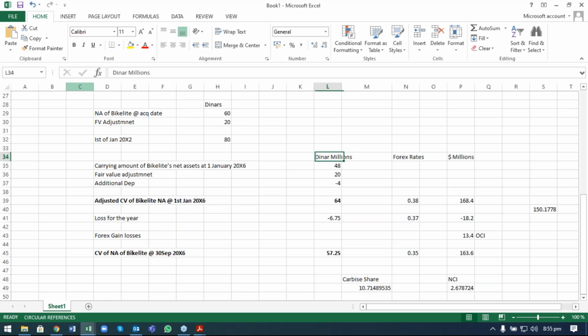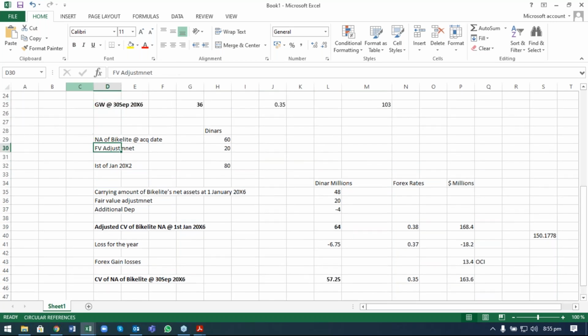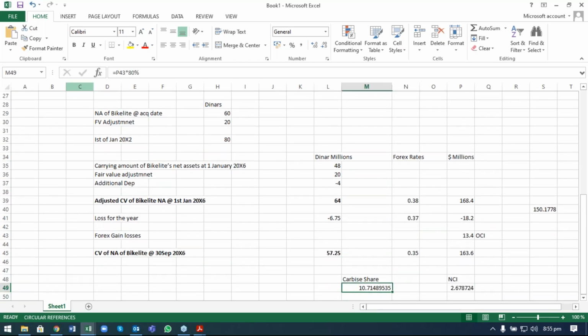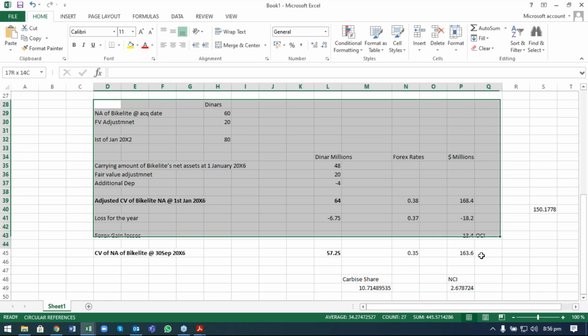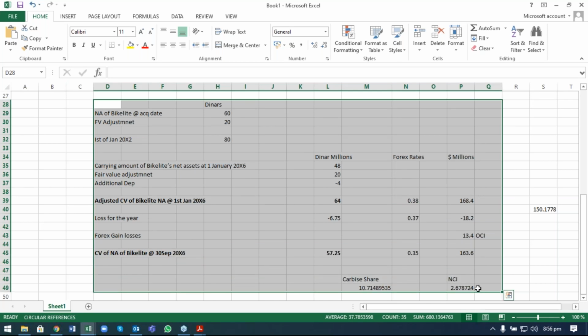Once you have made these calculations, now you need to explain to the examiner what I have done in my working. So you need to explain starting from this point till the end of this point, right? With this bifurcation to Carbice and NCI of the group. You're not required to make some additional adjustments or explain something additional. You're going to explain the same thing that you have calculated, right?